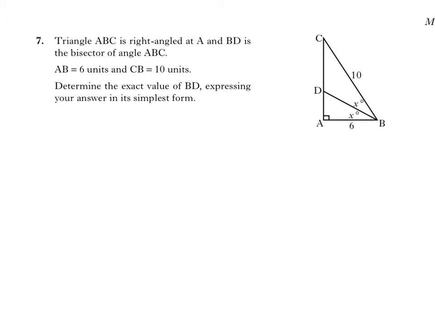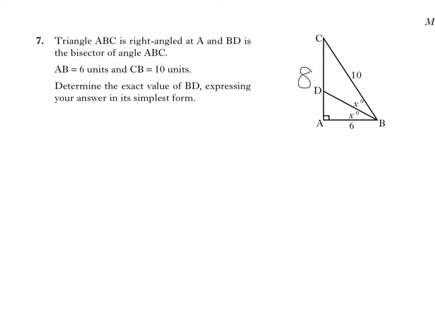Well, a bit of Pythagoras, and I would show my working for that, will tell me that that side is 8. So this side squared is equal to 10 squared take away 6 squared. Square root of 64, and that's 8. But I'll show you a bit of working for that at the side. Determine your exact value of BD.